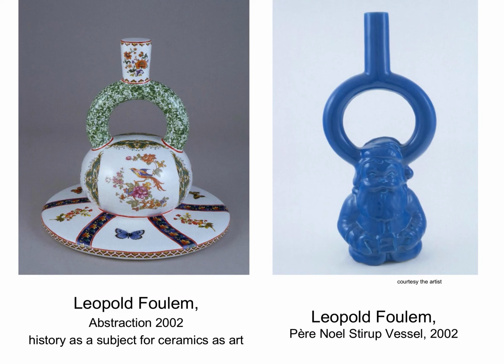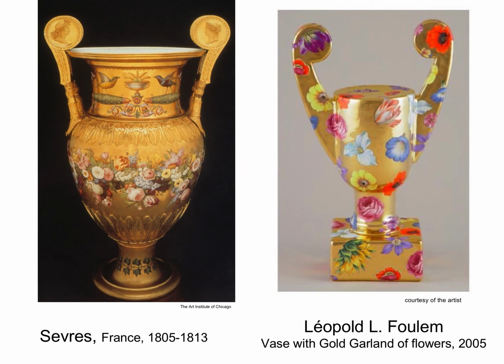While somebody like Leopold Fulham again uses those forms to destabilize your relationship to them by creating an object that combines aspects of Precolumbian stirrup vessels with surfaces from the Rococo period, and making Santa Claus into a stirrup vessel and putting together things that are not meant to be together and seeing what happens when you conflate them in such a fashion. And making references that have been made for thousands of years.